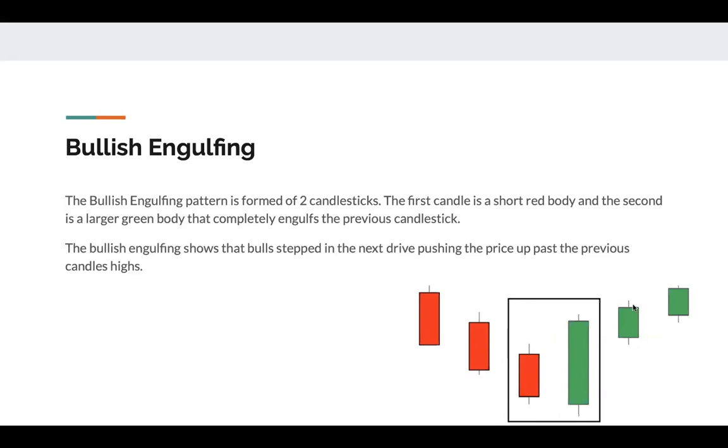I normally won't wait for the confirmation candle. If I just see this, I would just swing trade, and then obviously I will be in profit on this next candle. That's just me.